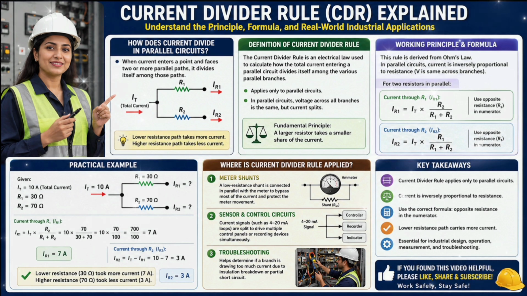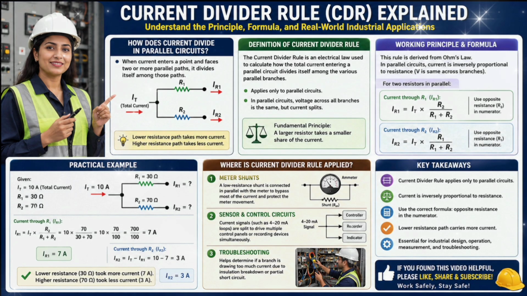Practical example. Now let us look at a practical example to make this completely clear. Imagine a parallel circuit where the total incoming current is 10 amps. There are two parallel resistors connected to this line. R1 is equal to 30 ohms and R2 is equal to 70 ohms. Let us apply our formula to find out how much current goes through the lower resistance path, which is R1.